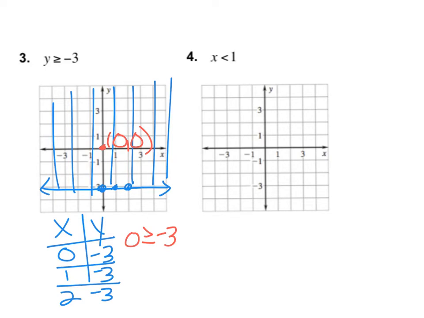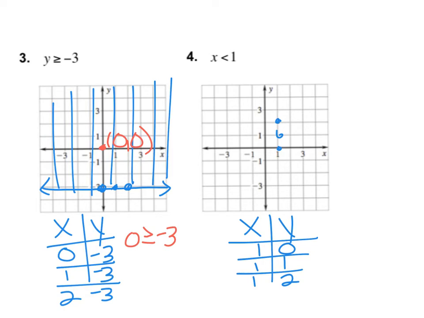So in our next example, we have the x is less than 1. So in every case, remember, x is 1. All right, 1, 0, 1, 1, and 1, 2. There we go. Now, you need to determine, is it going to be solid or dashed? And because it's just less than, you're going to then do the dashed line. And now is it to the left or to the right? Well, less than is always to the left. Greater than is always to the right.